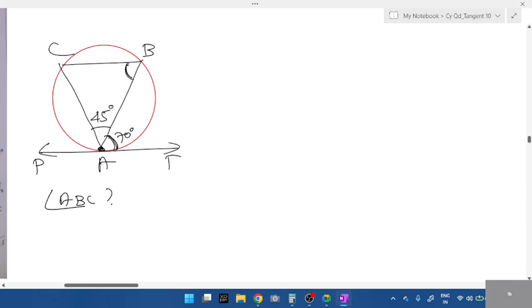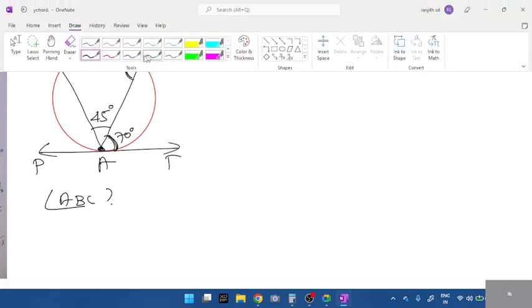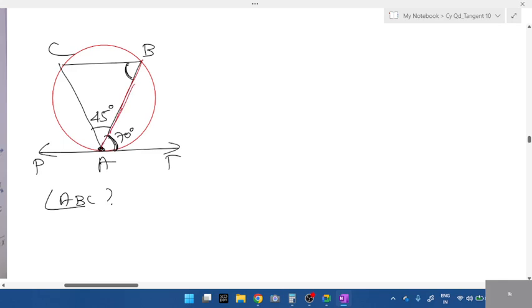According to the alternate segment theorem, this 70 degrees, look at this line. Apart from this, what are the other two angles? Which angle is left? Yes, angle C is equal to 70 degrees. So you are able to give the direct answer, that is fine. But in the board exam, they'll ask you even the reason. How will you write the reason?